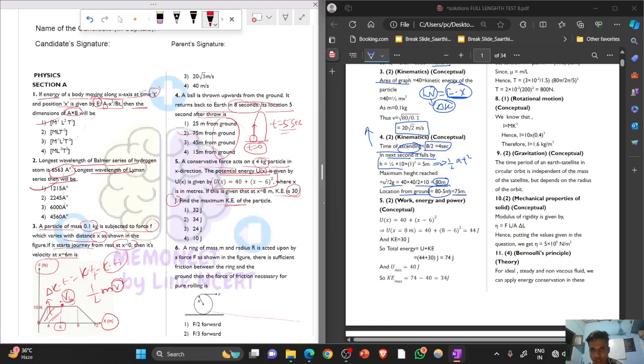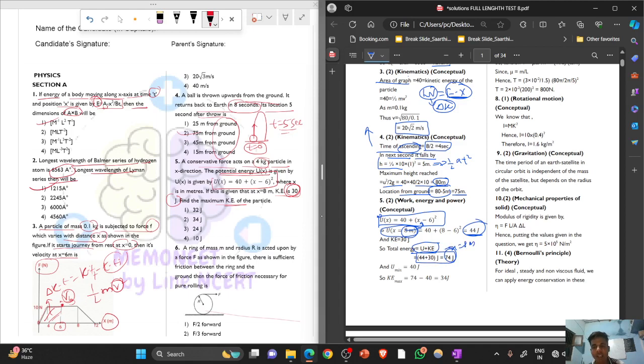Now moving to the solution, the expression for the potential energy is given in this way. You can calculate the value of potential energy at x equal to 8. Putting the value of x equal to 8, the potential energy comes out to be 44 joule. Now, total energy is potential energy plus kinetic energy at x equal to 8. So the kinetic energy given is 30 and your potential energy comes out to be 44. After adding, your total energy at x equal to 8 meter comes out to be 74 joule.